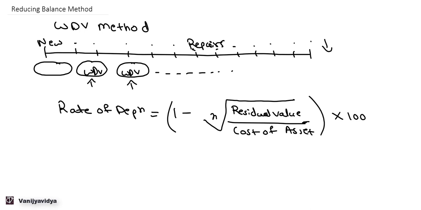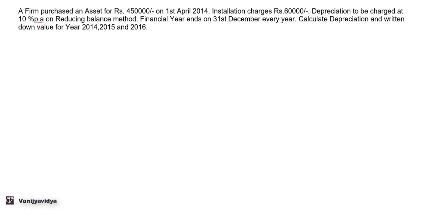Now let's see one example for this. A firm purchased an asset for rupees 4,50,000 on 1st April 2014. Installation charges rupees 60,000. Depreciation to be charged at 10% per annum on reducing balance method. Financial year ends on 31st December every year. Calculate depreciation and written down value for the year 2014, 15 and 16. So we are given the rate of depreciation and the method of depreciation, that is as per reducing balance method. We need to calculate the depreciation and written down value for 2014, 15 and 16.